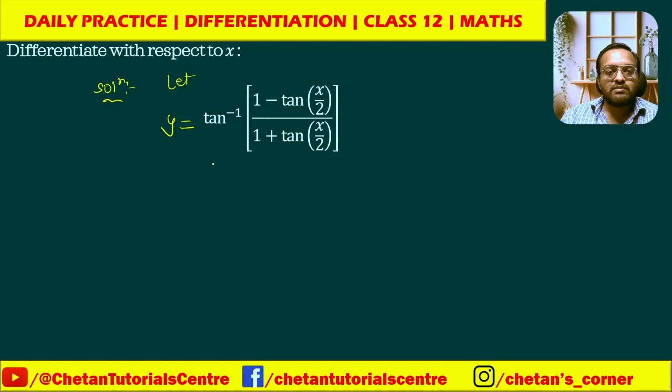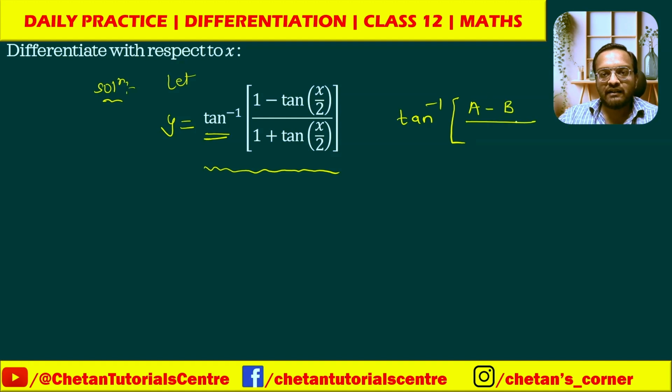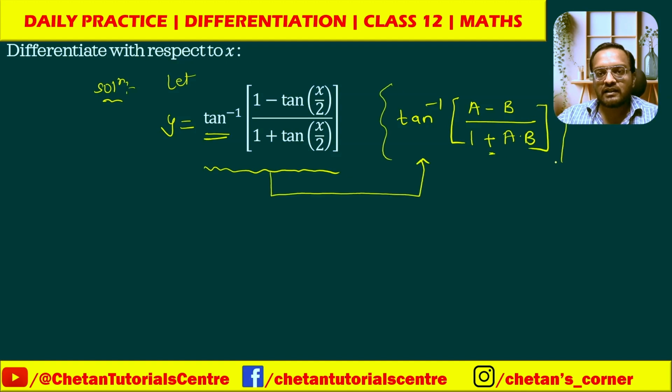How to approach this type of problems? Whenever you see tan inverse, the first target should be to convert this entire function in terms of tan inverse of a minus b divided by 1 plus a into b, because this entire term is equal to tan inverse of a minus tan inverse of b.